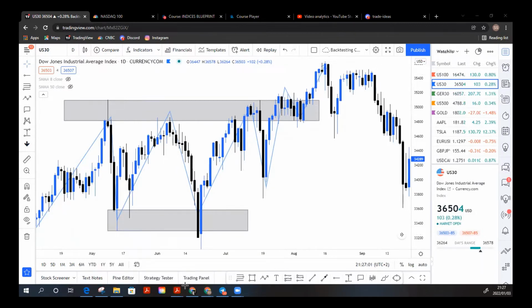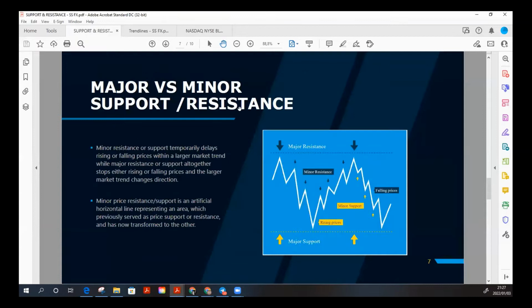So, major versus minor support and resistance. Minor resistance or support temporarily delays rising or falling prices within a larger market trend, while major resistance or support altogether stops either rising or falling prices and the larger market trend changes direction.